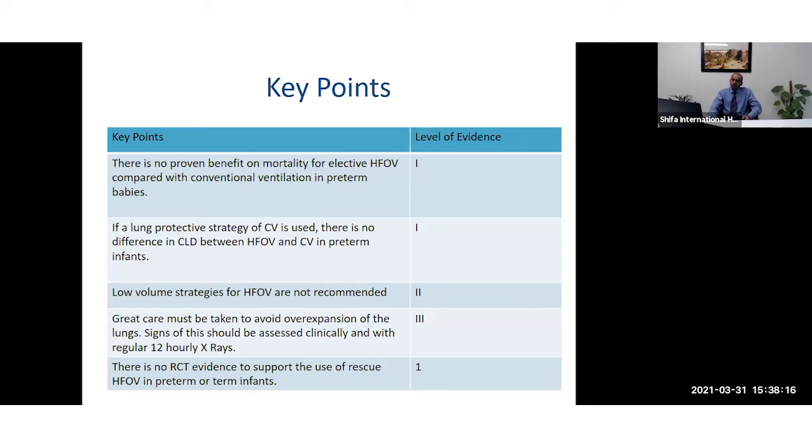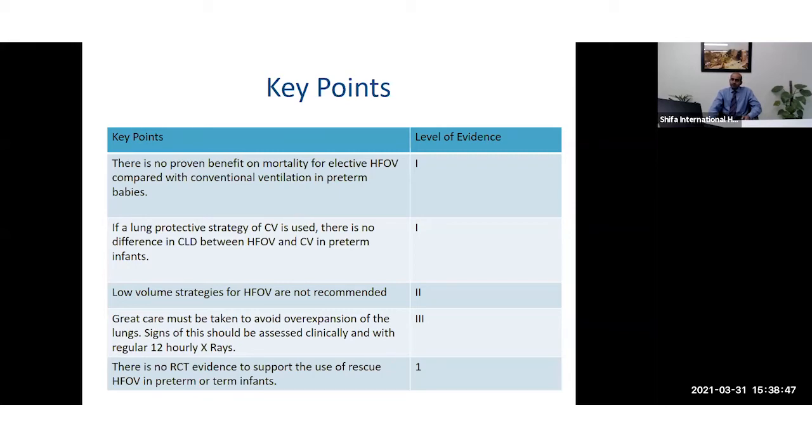But as I mentioned earlier, all these trials and systematic reviews and meta-analyses have been done when we were using old machines, like SensorMedics. So the patient population now is very different, because we are now using better machines, which are more modern. I think over the next coming years, we probably will start seeing much better evidence in favor of high frequency ventilation.